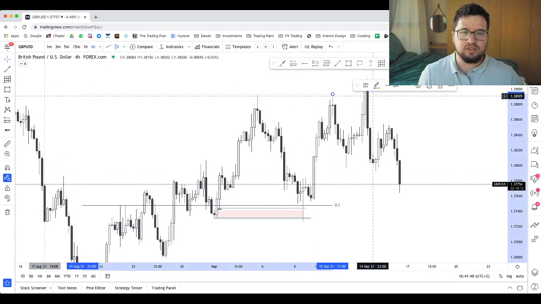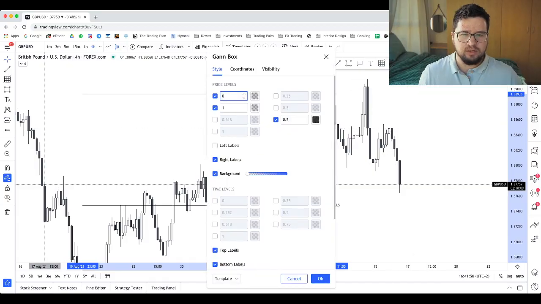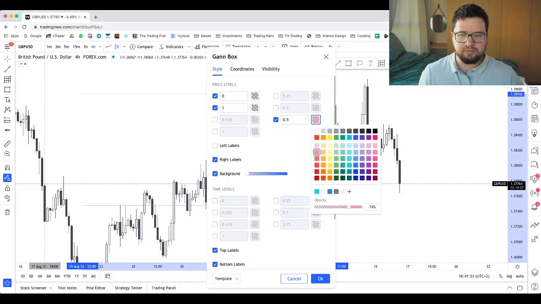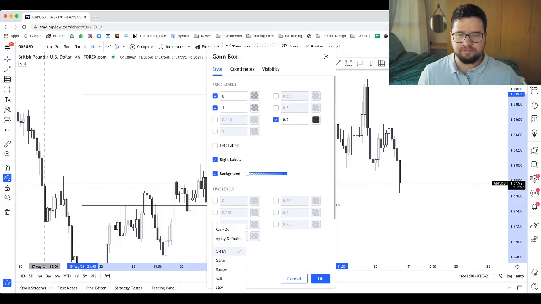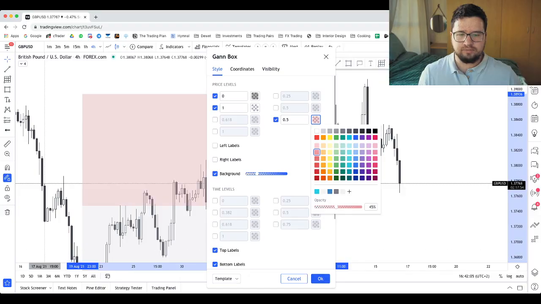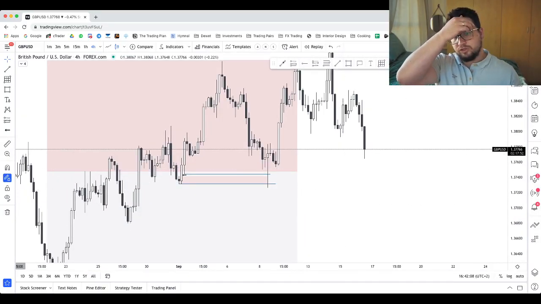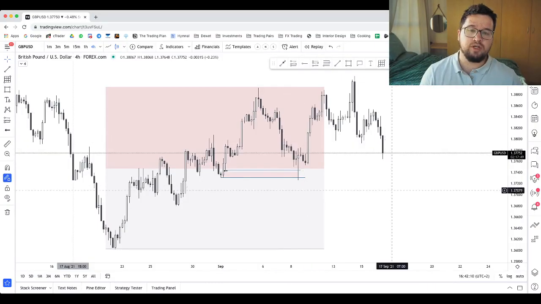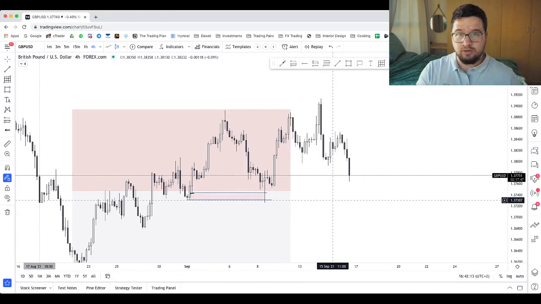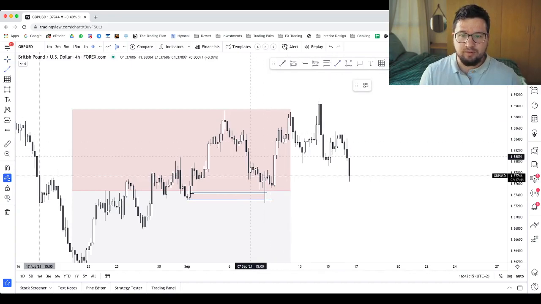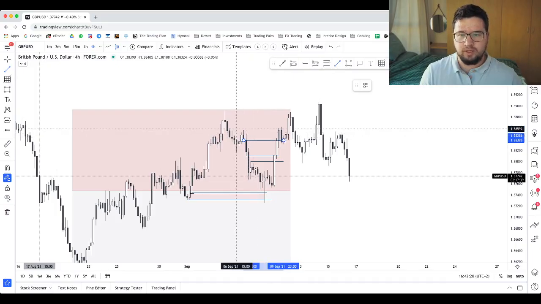Let's just give this some color so that we can see the premium. So we were looking for it to trade back from the discount to the premium. And then in the premium, we're looking to target, again, imbalance levels, order blocks, and old highs and lows, which is there and there.